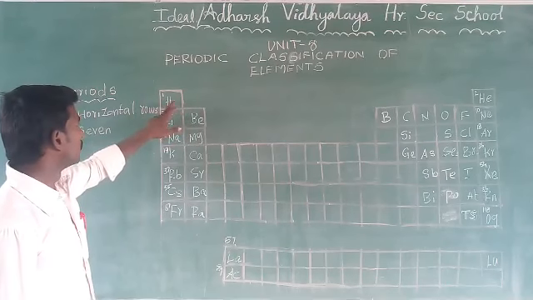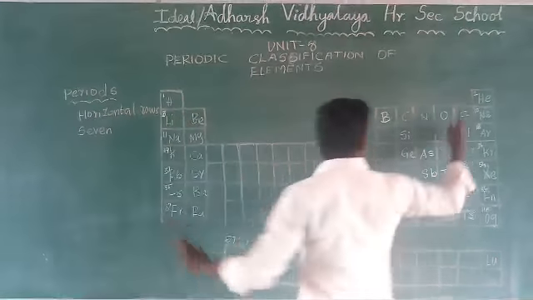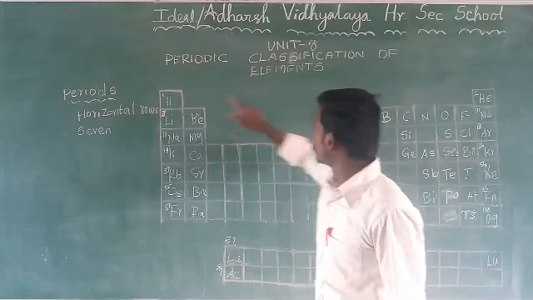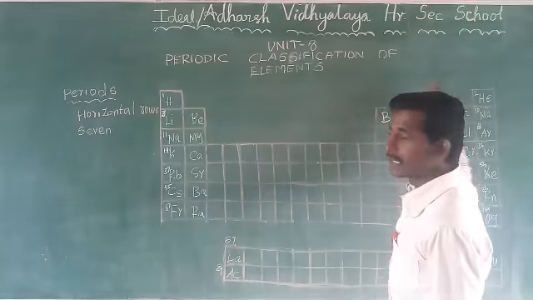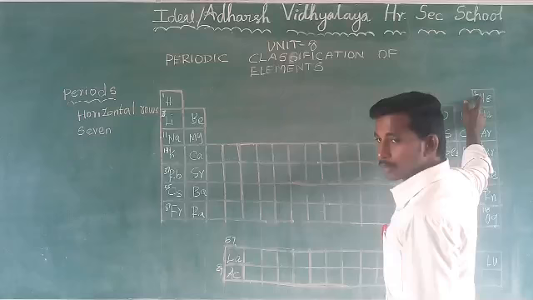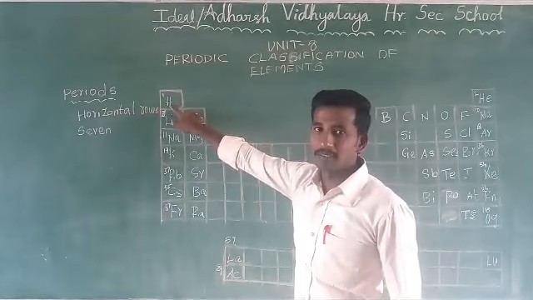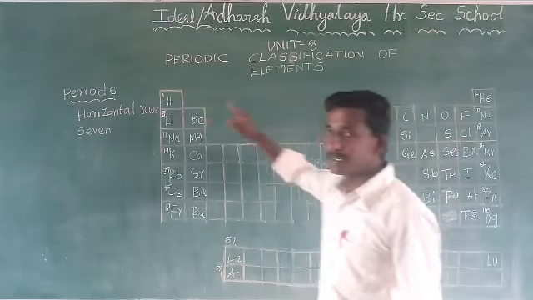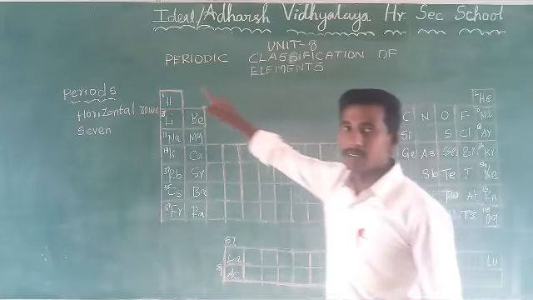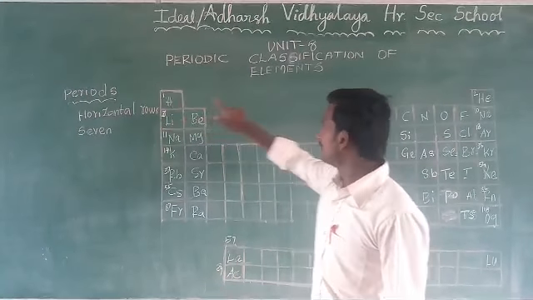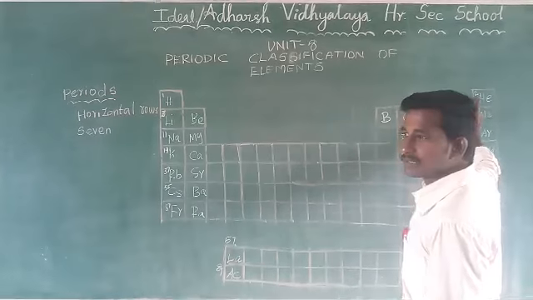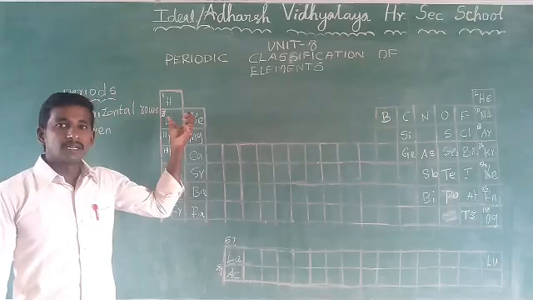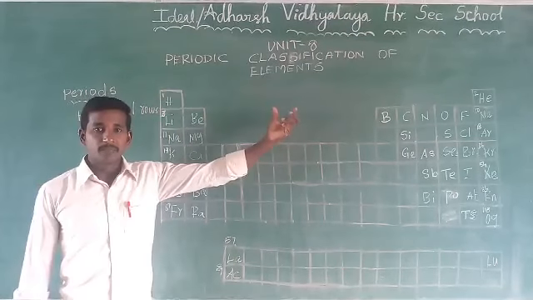Let us see here. This is the first period. Here one element, here one element, so atomic numbers 1 and 2. It contains 2 elements, that means hydrogen and helium. So this is the shortest period in the periodic table.